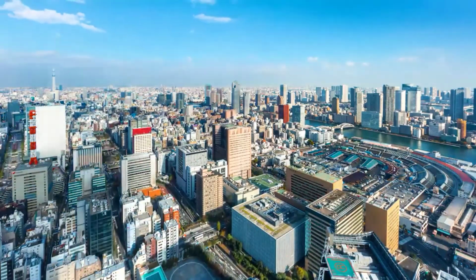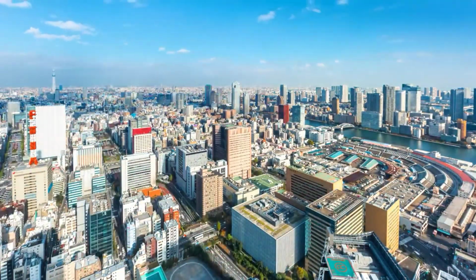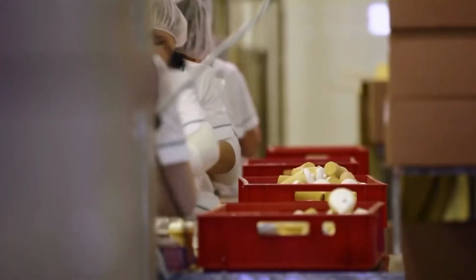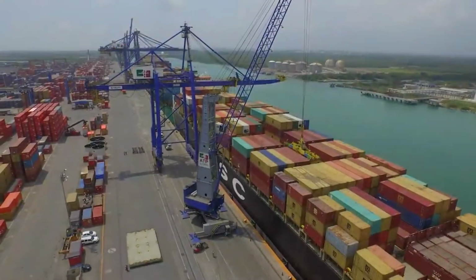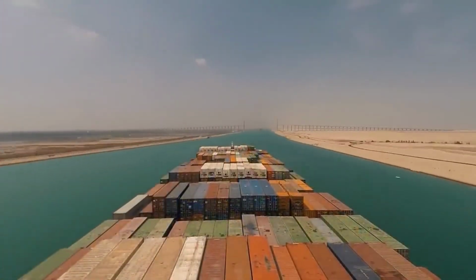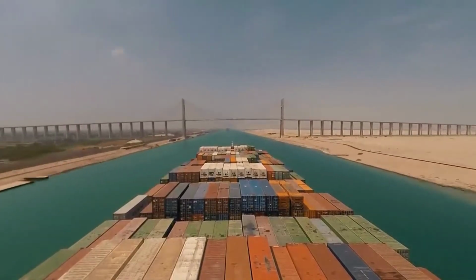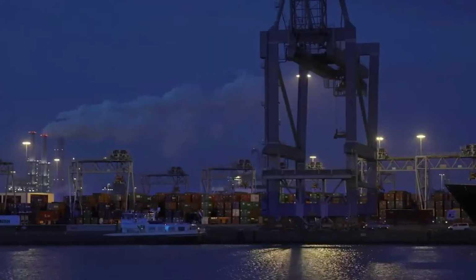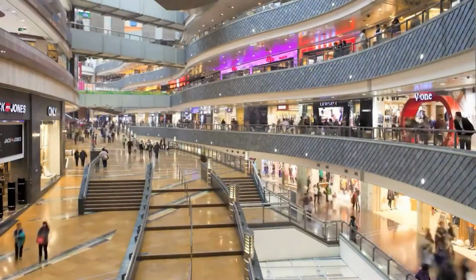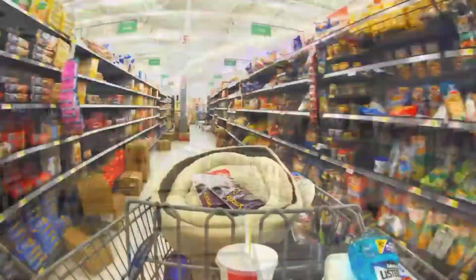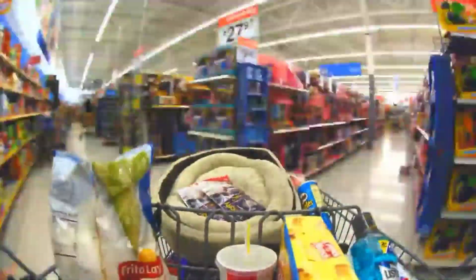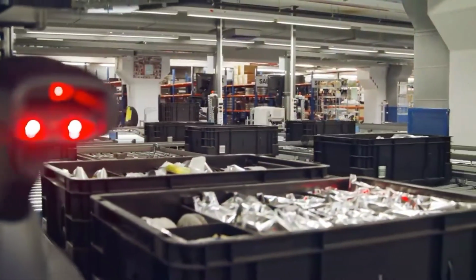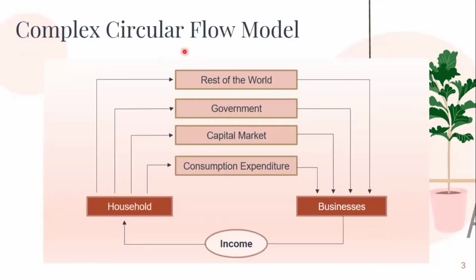The circular flow is an economic model that shows the flow of money through the economy. The most common form of this model shows the circular flow of income between the household sector and the business sector. However, in the real world, the economy is not merely composed of the household and business sector. We can therefore expand and develop our basic model to incorporate a number of injections or inflows to and withdrawals or outflows from the income flow by adding other sectors such as capital market, government, and the rest of the world. So we call this complex circular flow of model.